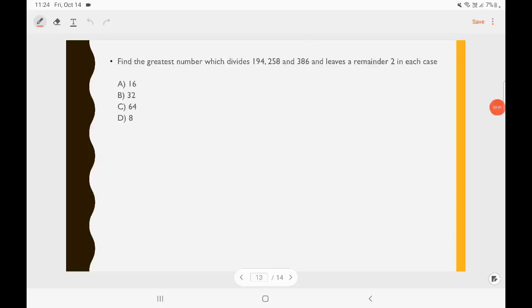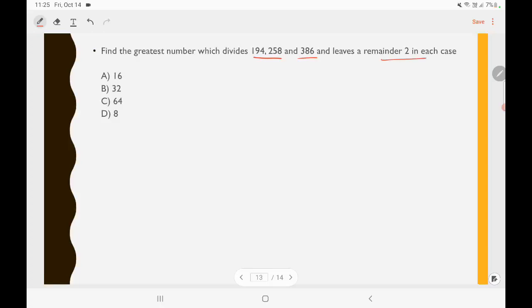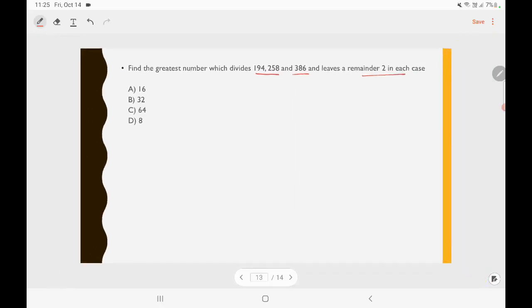So now let's look into one more question. The question is, find the greatest number which divides 194, 258 and 386 and leaves a remainder 2 in each case. That means if that number divides 194, you will get a remainder 2. If that number divides 258, then you will get a remainder 2. If that number divides 386, again you will get a remainder 2.